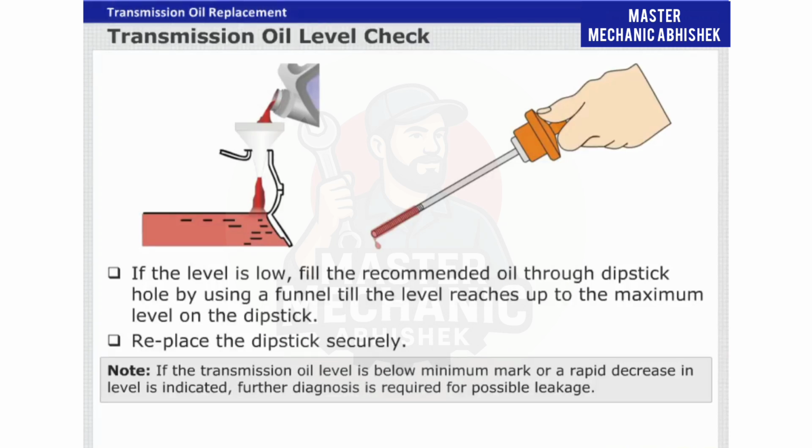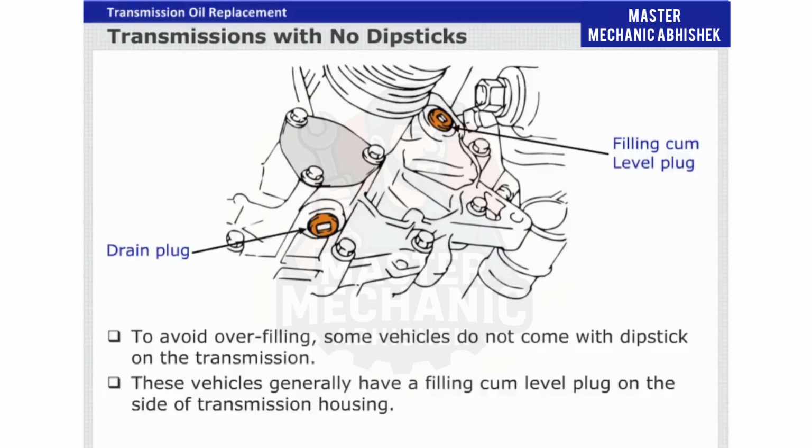Replace the dipstick securely. If the transmission oil level is below minimum mark or a rapid decrease in level is indicated, further diagnosis is required for possible leakage. To avoid overfilling, some vehicles do not come with a dipstick on the transmission. These vehicles generally have a filling cum level plug on the side of the transmission housing.